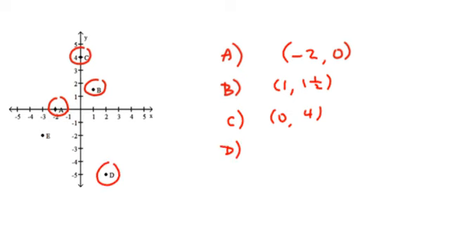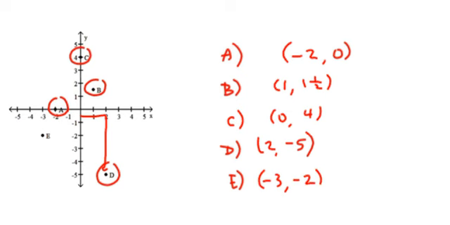We see the point D. Well, what do we do to get there? We go to the right 2. We go down 5. So it's the point (2, -5). And then for the point E, we go to the left 3. So negative 3. We go down 2. So negative 2. And that is that point.